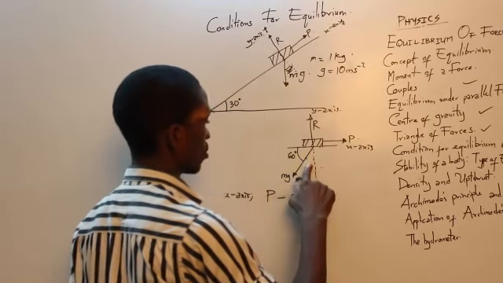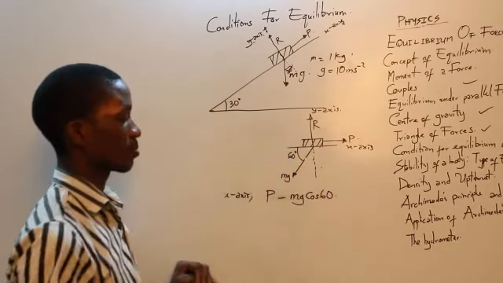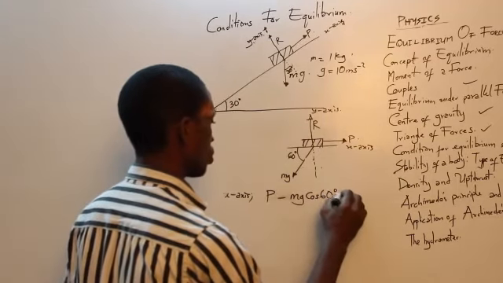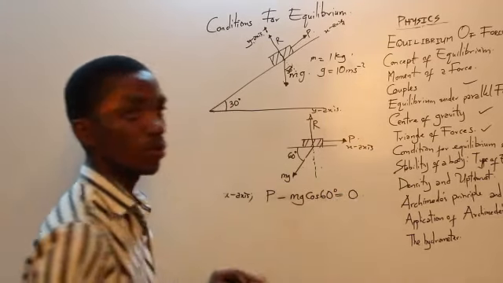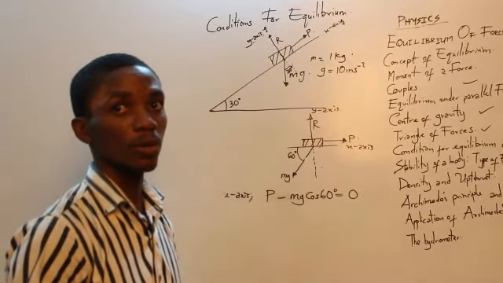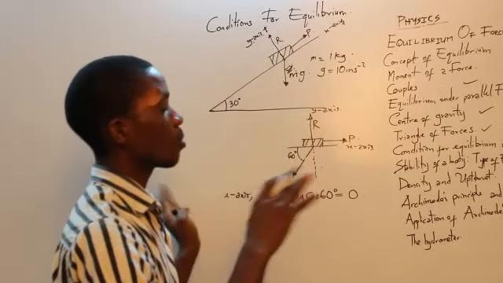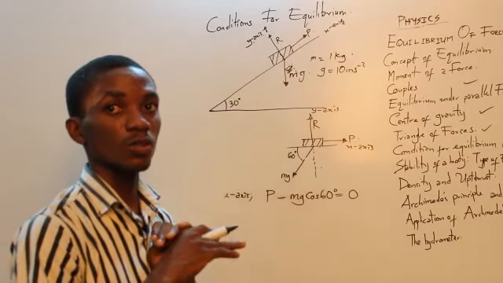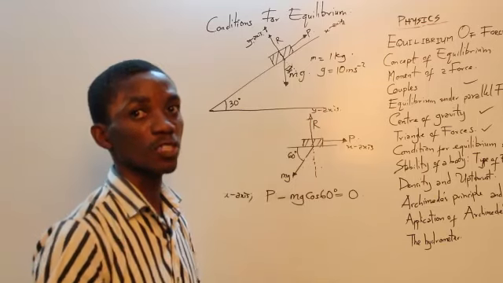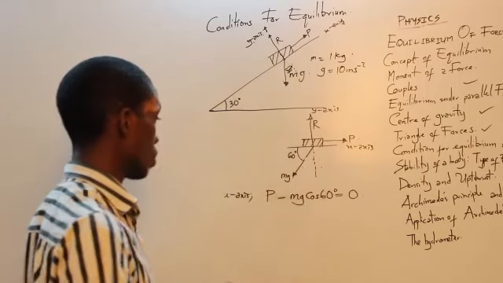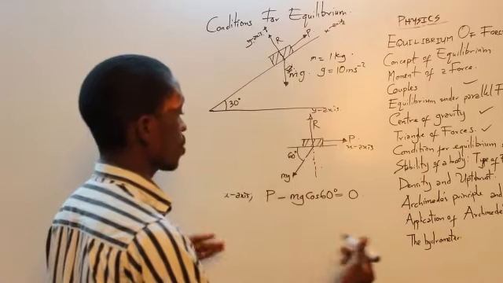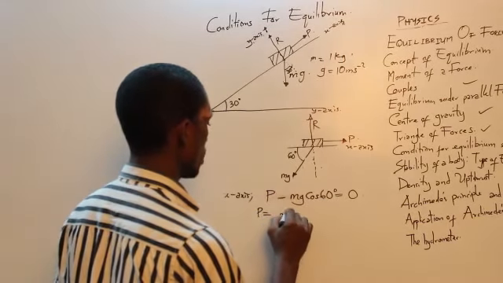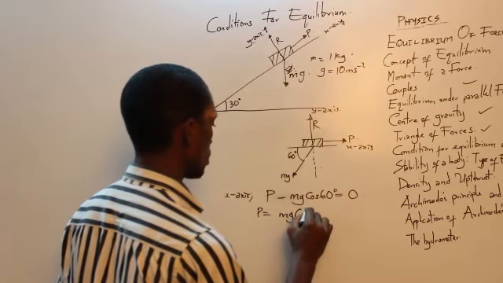I'm not working with this anymore. I'm working with my mg cos 60 degrees, which should be equal to 0, because for the body to be at equilibrium, it means the sum of everything on that particular axis will be equal to 0. The sum of all coplanar forces must be equal to 0. So, for this to be equal to 0, my P will be equal to mg cos 60.